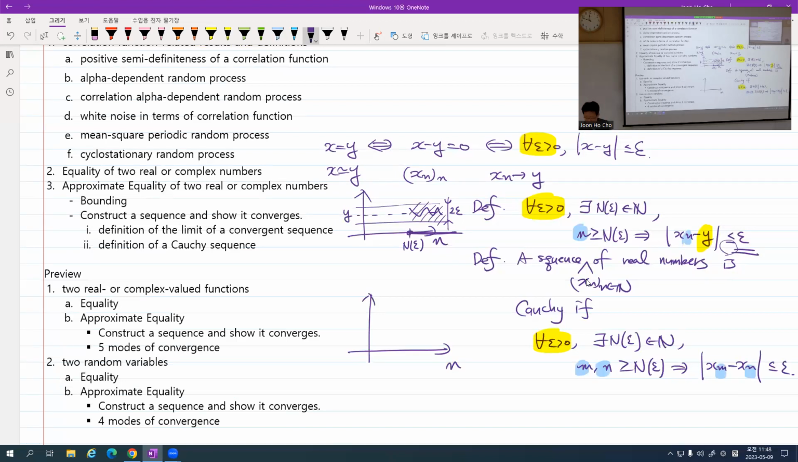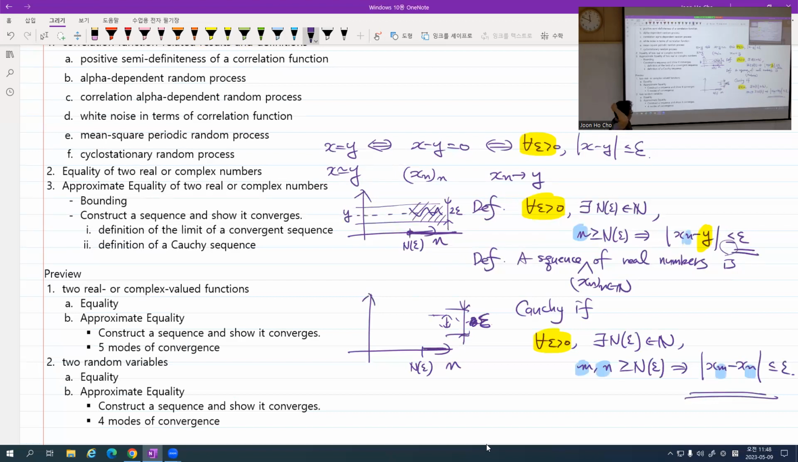That is the definition. The difference of a Cauchy sequence is that there is no limit. You don't need to know the limit. But here, for every positive epsilon, whatever small it is, there exists n of epsilon. And if you take the max or supremum of x of n after this n of epsilon and the infimum or minimum, then their difference is always bounded by epsilon. Got it?